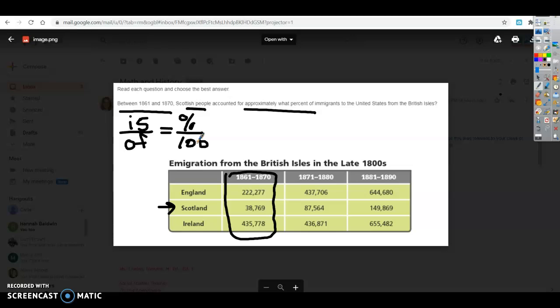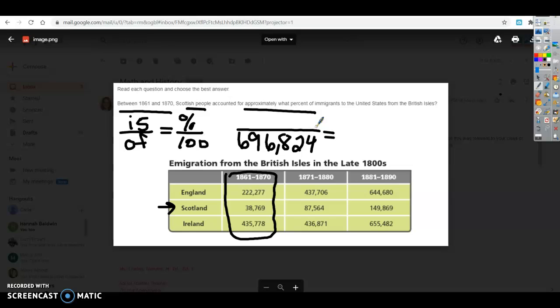Okay, so what do we know? So of is the total amount. So in 1861 to 1870, if you add those 3 numbers up, 222,277, 38,769, and 435,778, you get the total. That's the of part. So if we put this number here, I've went ahead and added it up, 696,824. All right, so that's our of part.